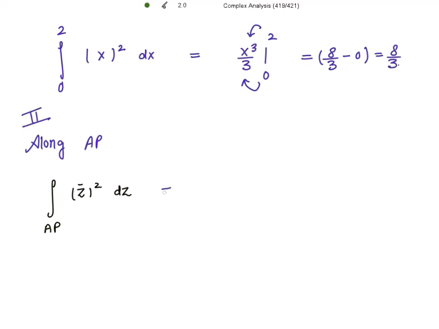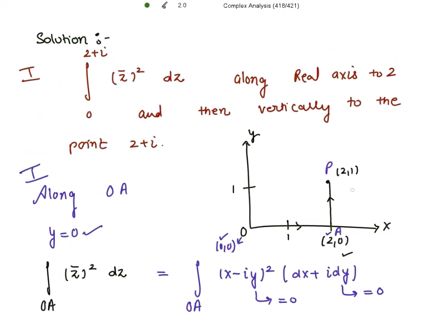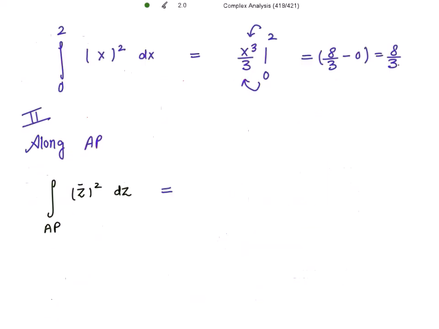And now we are going to evaluate the integral along AP. Along AP, y is not 0. Y is changing, but we are having the constant value of x to be 2, right? X is having the constant value, that is 2, because everywhere on this line x is equal to 2. So here we are having the constant value of x to be 2.